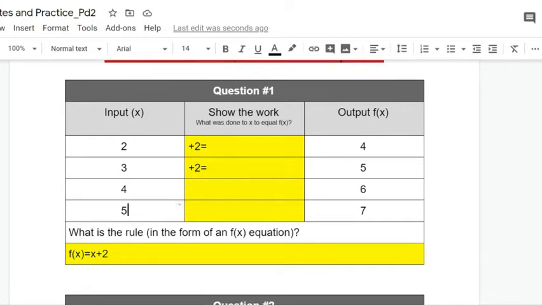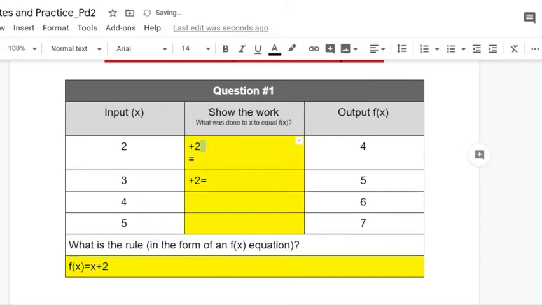If it does, it's going to look like f of x equals x plus 2. So f of x is the output. We always put that in the front. The x is the input. And what did we do? We did plus 2. So that's where that came from.